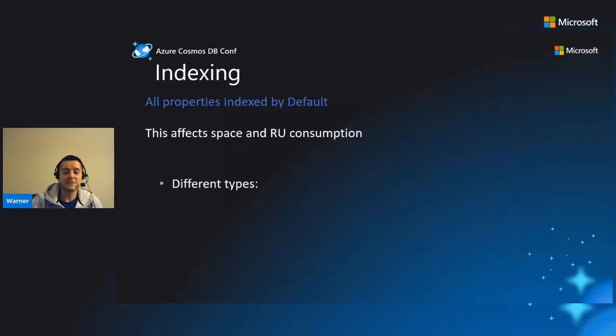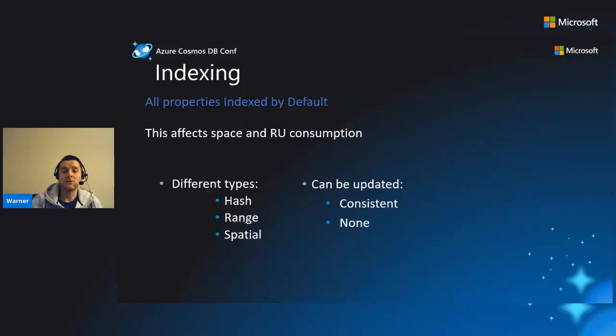There are different types of indexes as well. There are hash indexes, range indexes, spatial indexes. They can be updated in a consistent way. So as soon as you change the document or the collection, then the index updates. Or you can actually disable that and say you don't want it to update at all.